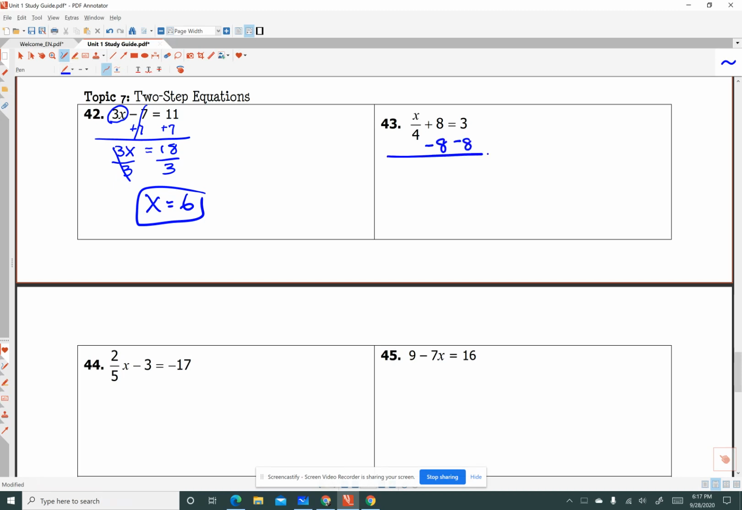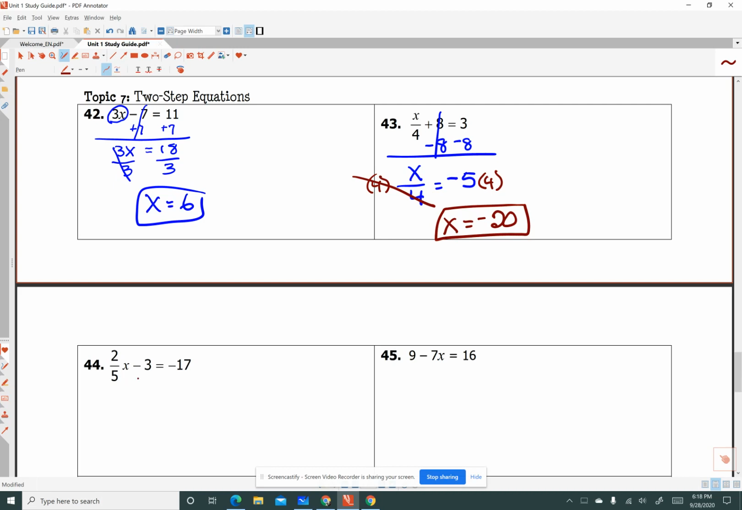That's the better practice. Now we have x divided by 4 equals 3 minus 8 is negative 5. So now we change the color, and we're going to multiply both sides of that equation by 4. And those will cancel. We have x equals negative 5 times 4 is negative 20. That is a final answer.